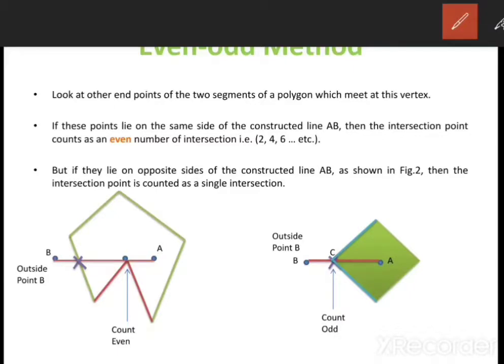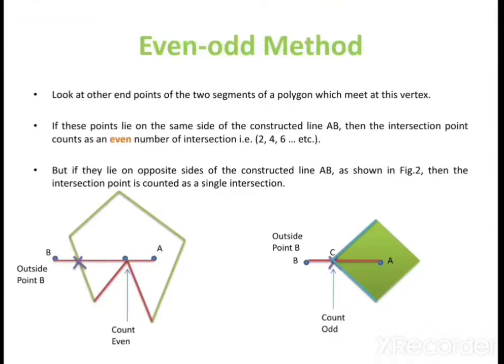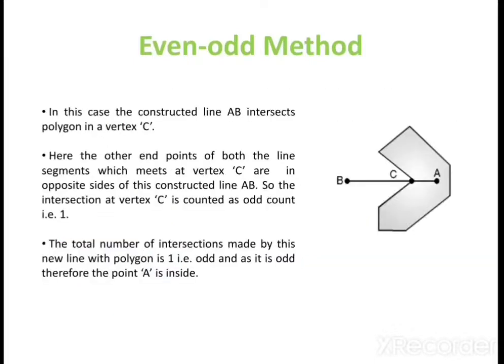So how many intersections do we have here? The intersection is a single one, and as both the points are opposite to each other, we will count it as odd, and odd is nothing but 1 or 3, you can take any one. If I am taking 1, there is no need of summation because only one single point is there, right. So we get at the end that the count is odd, that is why we can say that the point A is inside. If the count becomes even, then we can say that the point is completely outside of that polygon. So this is the even odd method.